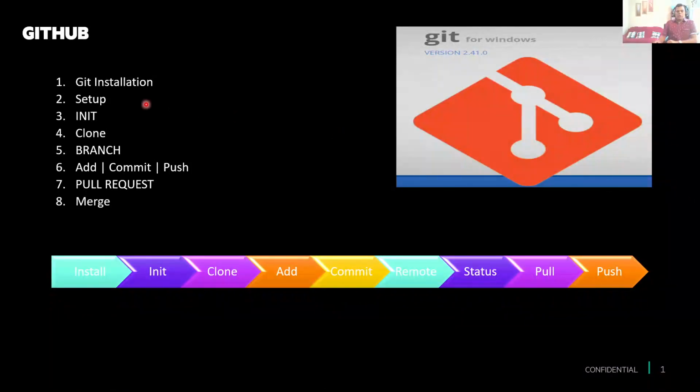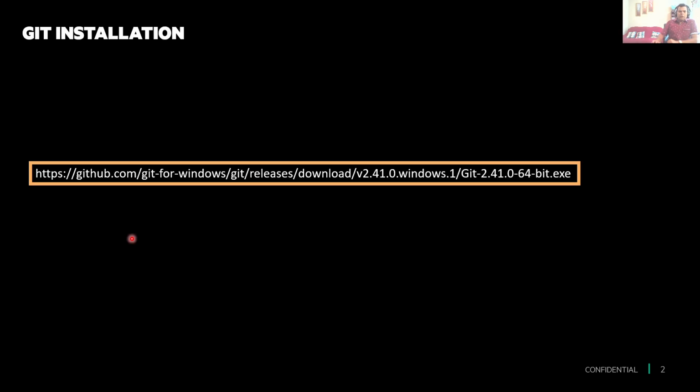Today we'll be talking about one of the very important aspects of version control. We'll be talking about GitHub and we'll go through all different phases from installation to initialization, cloning, adding, doing commit, running the status check, pulling the latest changes and push the code to remote. So let's start with the installation.